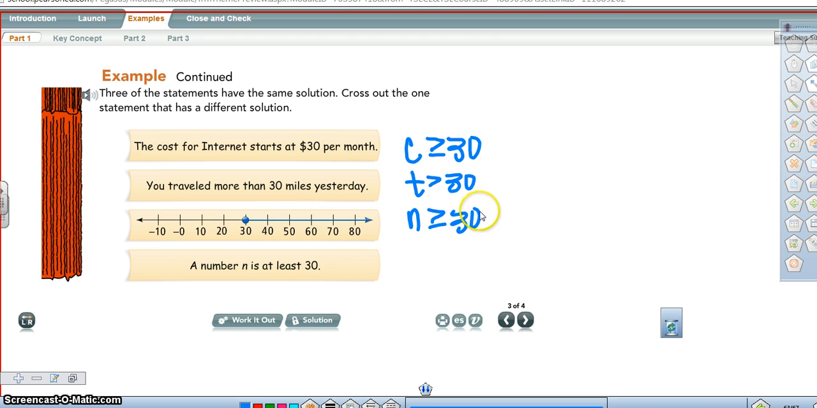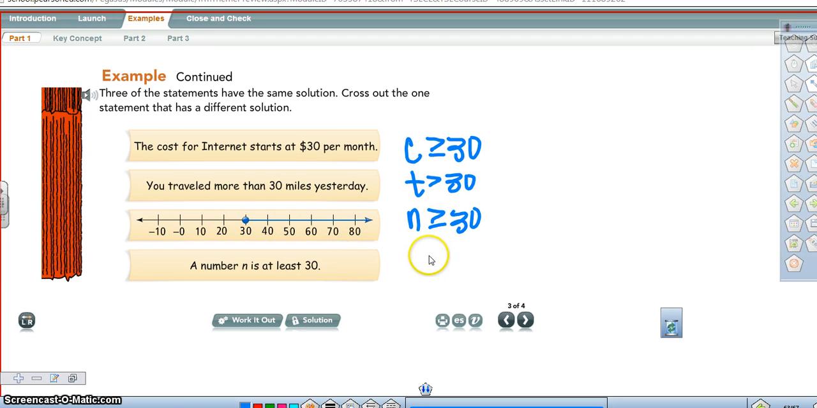You'll notice something as we work on inequalities, as we write them and graph them. If we write an inequality where the variable is on the left, and that's important, then the arrow of the inequality sign will point in the same direction as the arrow on the number line.